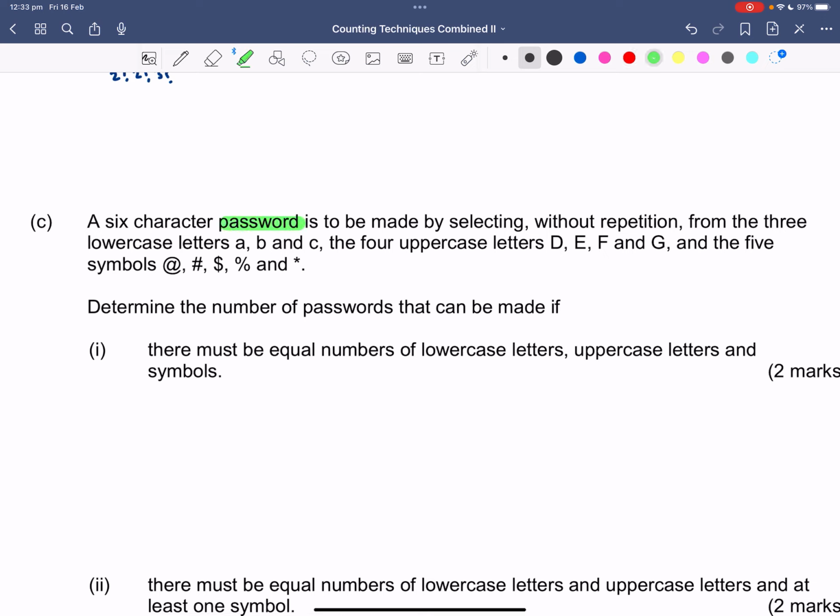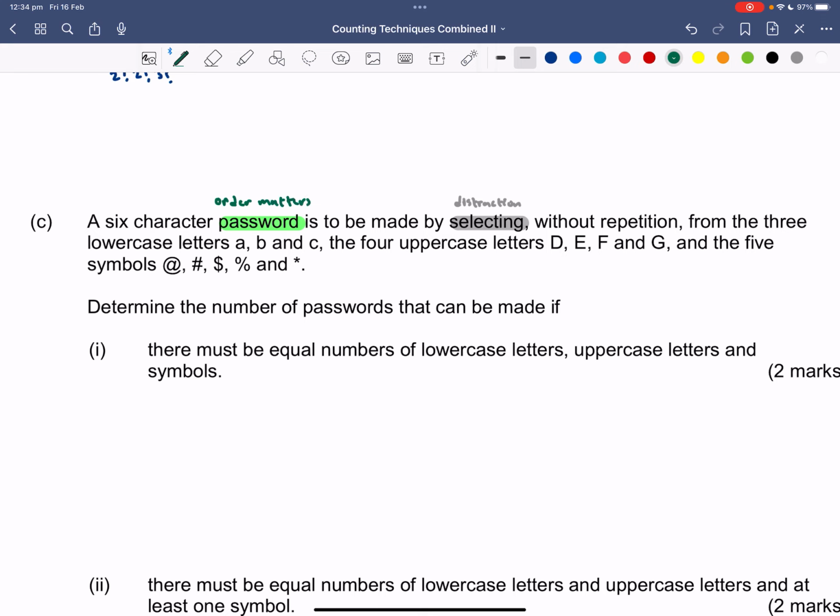Even if they don't say, I know it says selecting. The selecting is there to distract you. The selecting is just a distraction. The important thing is that it is a password that is made, and in a password, the order does matter. So this, guys, is simply a distraction, to throw you off. The fact that password is there means order matters, which means it's a permutation.